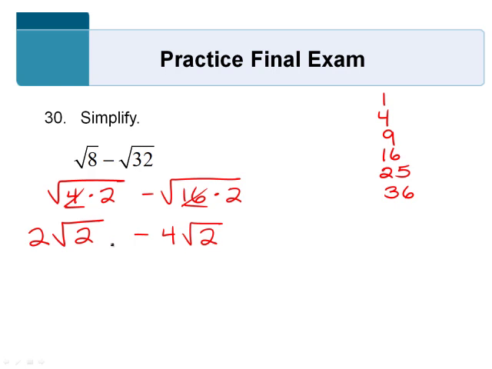So you have like radicals. They're both square roots of 2. 2 minus 4 would be negative 2 square root of 2. And that's your answer.